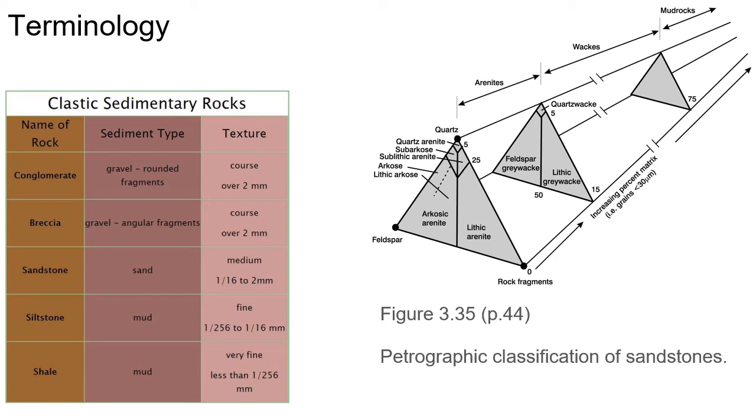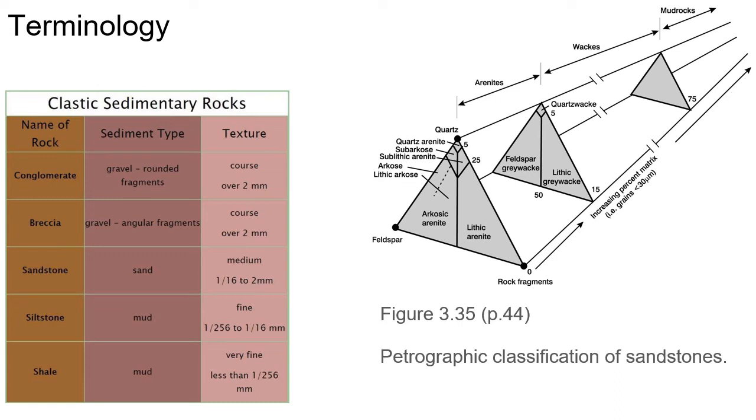But for example, a conglomerate. This is going to be gravel-sized particles. They're usually rounded fragments, and the texture is rather coarse. So we're looking at gravel that's over 2 millimeters in diameter, each grain, for it to be considered a conglomerate. If it's a breccia, everything else is the same as a conglomerate, except we're looking at angular fragments.